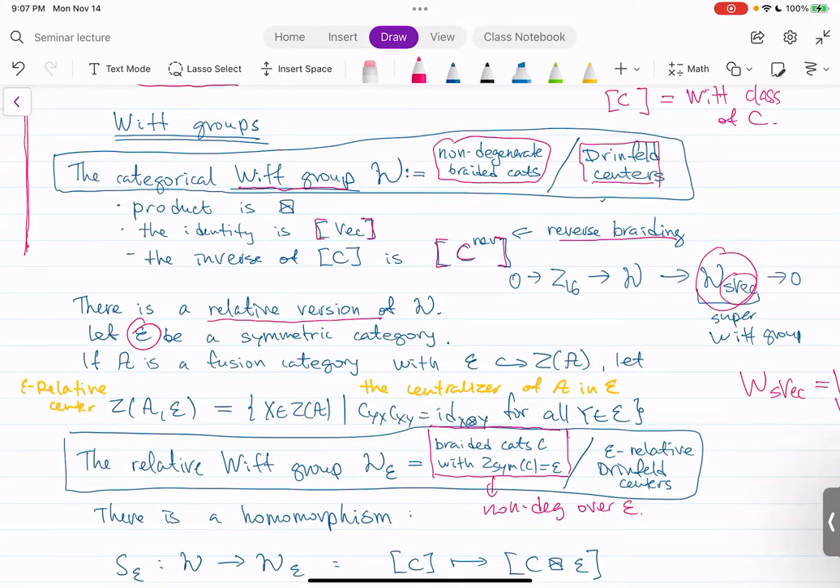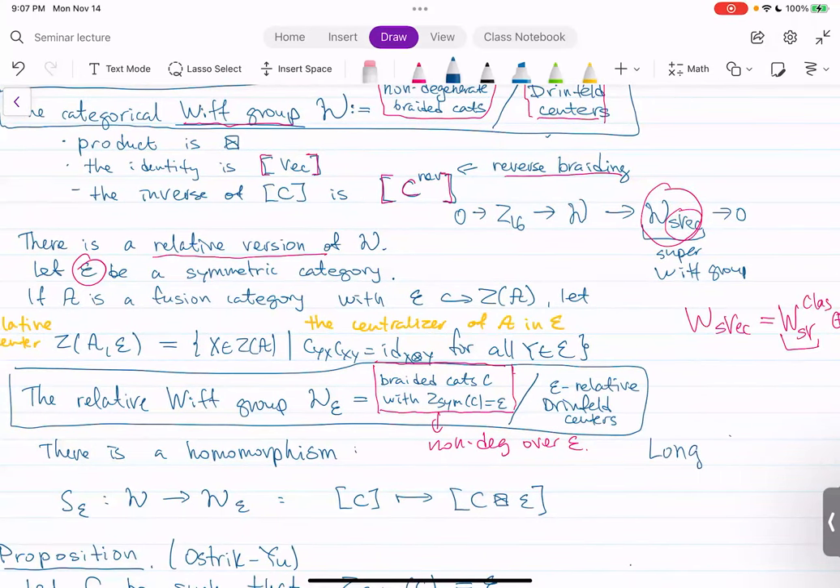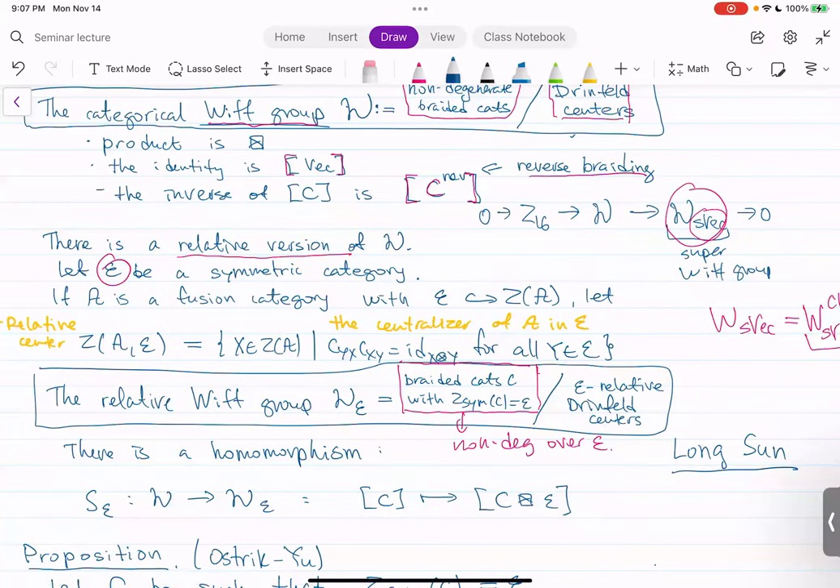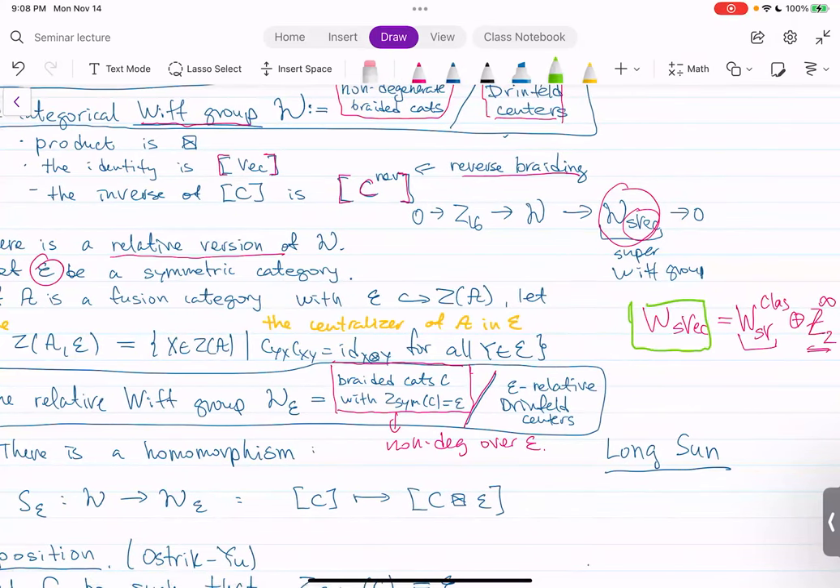Now in this case, one can develop a theory of such fusion categories and braided categories over E, and there was a recent paper by Long San who developed this theory. And so what one can do is define this relative version of the Witt group. One factors out the monoid of these non-degenerate braided categories over E by what we call E-relative Drinfeld centers. Again, this can be defined in a way similar to that of the usual Drinfeld center. We call it WE. This thing, WSV, that I put here when I answered the question about the structure of the group, is a version of this. Here E is SV. So it's kind of the simplest version of this relative Witt group.